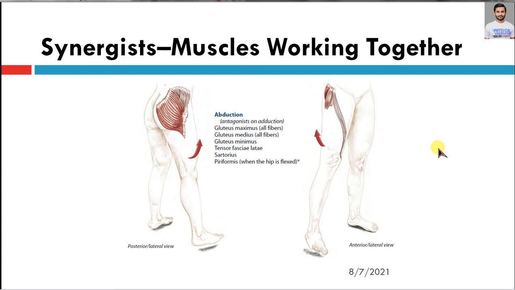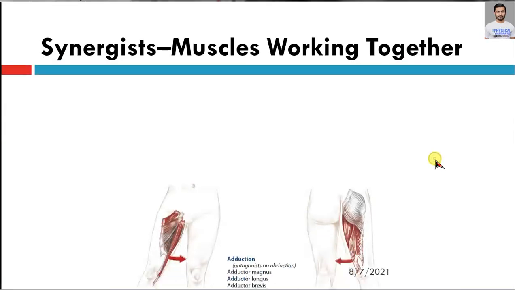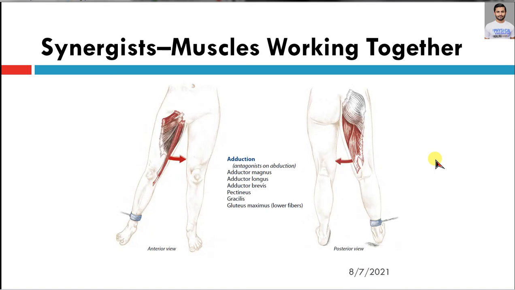For abduction, the large muscles of gluteus maximus and medius, they are very potent abductors, and then we have gluteus minimus assisting them, tensor fascia lata assisting, sartorius assisting, and the piriformis when the hip is flexed. For adduction, we have adductor magnus, longus, brevis, the three adductors, and the pectineus, gracilis, and gluteus maximus.